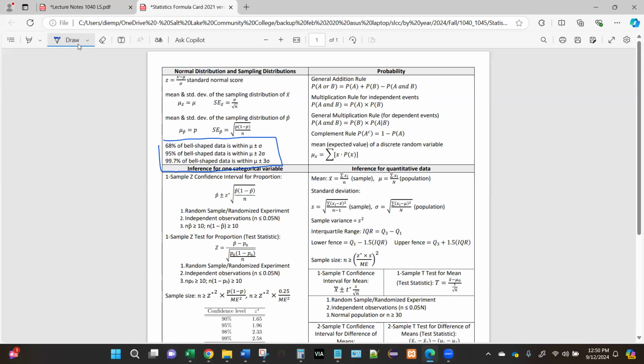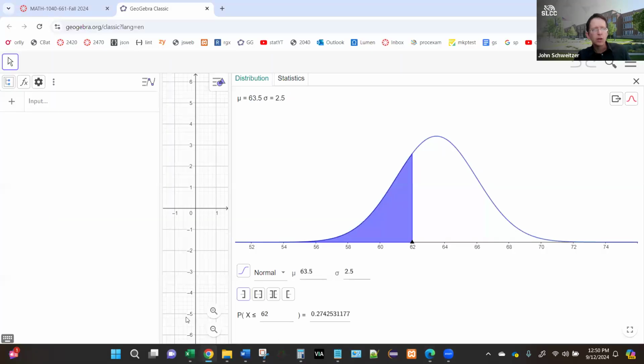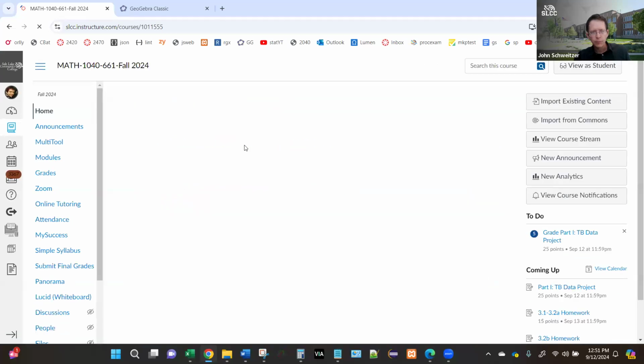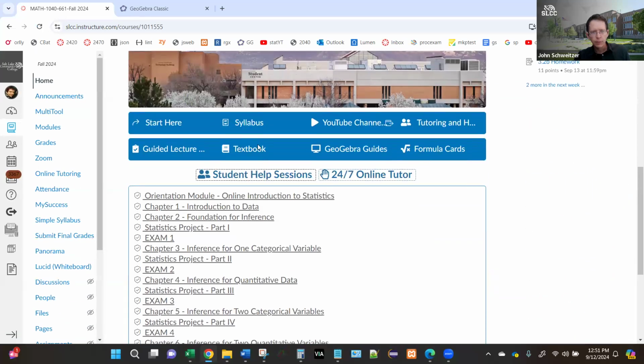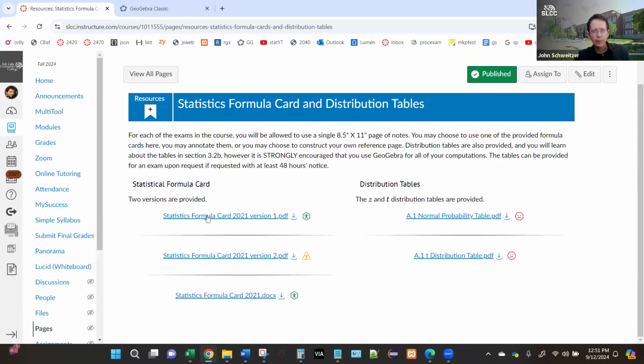Where do we find the formula card again? Yeah, it's on the home page. So let's see. So come over here to the home page, and then down below where it says formula cards, click on the formula cards. And I think probably the one you want to work with at this point is this version 1. Version 2 is basically the same thing, but it's just organized differently. So I think version 1 is probably what you want.